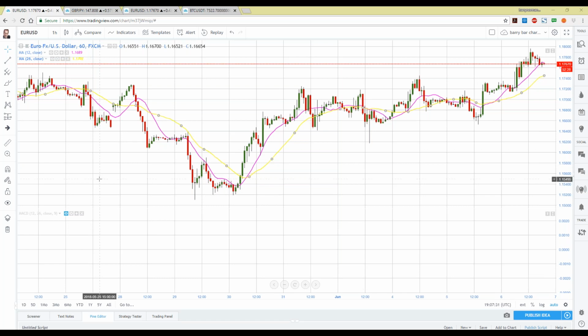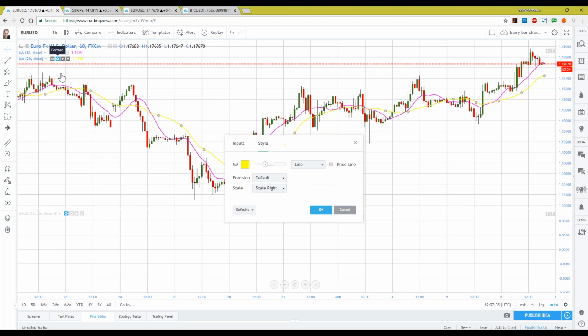So I've dropped these 2 moving averages on the chart. Actually, let's change this color so it's a little bit easier for you to see. I made it yellow, but it's horrible to see here. So let's change it over to, let's change it, maybe we'll use dark blue. There we go.